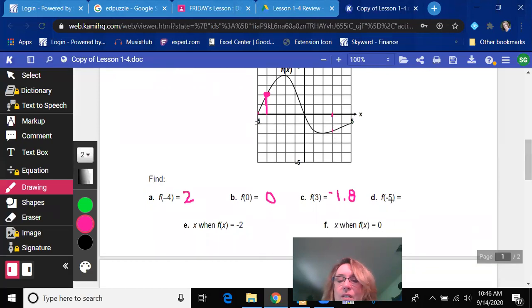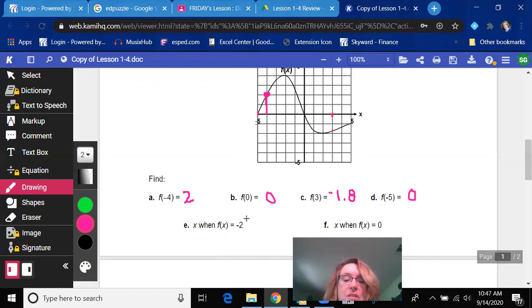Now, this one, f of negative 5. Is negative 5 the X or is it the Y? The X. Negative 5, 0. Yep. So this is the X, so I'm going to go to the negative 5 on the X number line, and there's no place to go because the line is right there, so that's 0 for the Y.